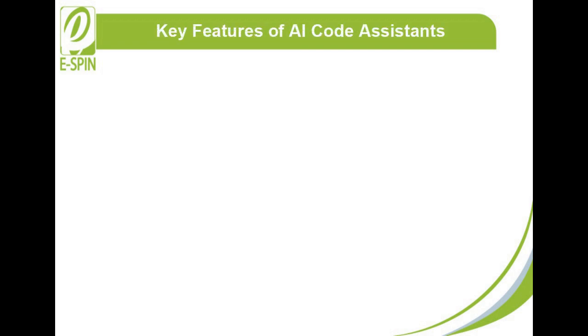AI code assistants offer key features like code completion, real-time error detection, code generation from natural language, refactoring suggestions, and seamless integration with development tools to enhance productivity and reduce coding errors. Here's an in-depth look at the key features these tools offer.